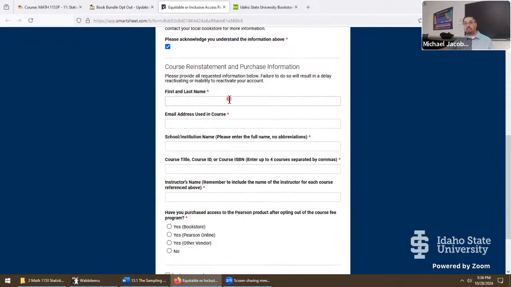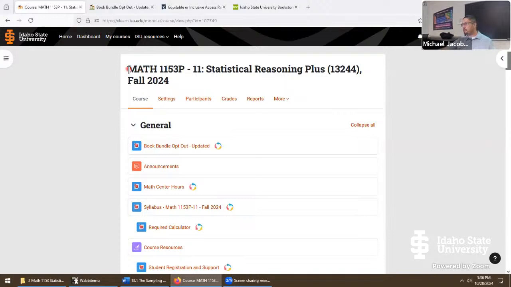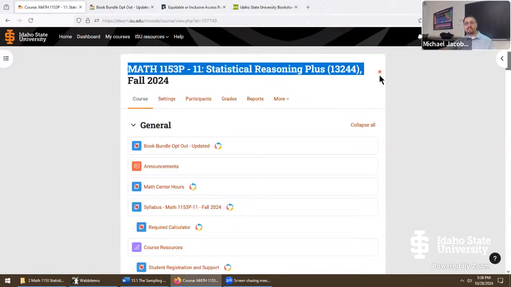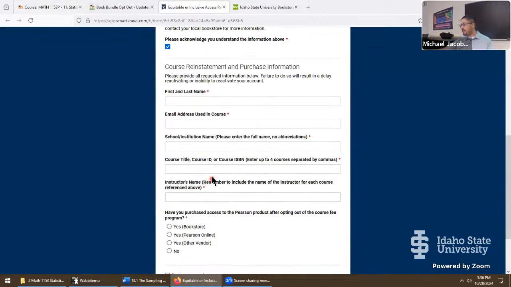Then they want pertinent information. First and last name, email address used in the course. I think this one is very important, the right email address. Institution name, course ID or course ISBN. I would just go here and grab something like that. That whole line like this. Except for the number, yeah. That should probably work for the course ID. So just put that right here. It provides a lot of stuff, the title, the course number, the section number. So that should be sufficient for them.